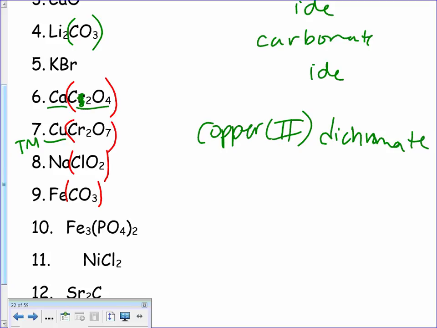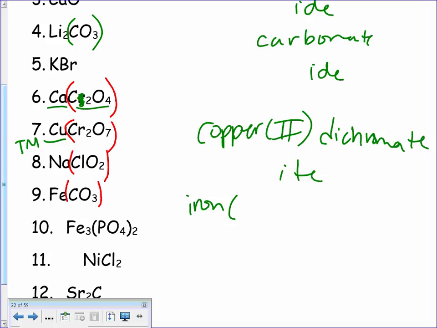All of us know how to read the periodic table where, like, calcium has a 2 charge. Nobody has to say it. We all know it, though. That's why copper is different, because it doesn't have a set charge. All right, so that's copper 2 dichromate. Next one? Sodium chloride. I heard it. Okay, ite. Next one? Iron what?